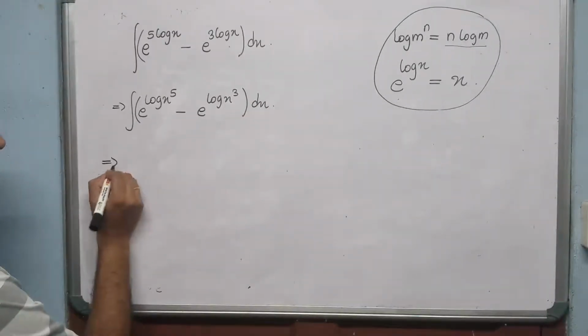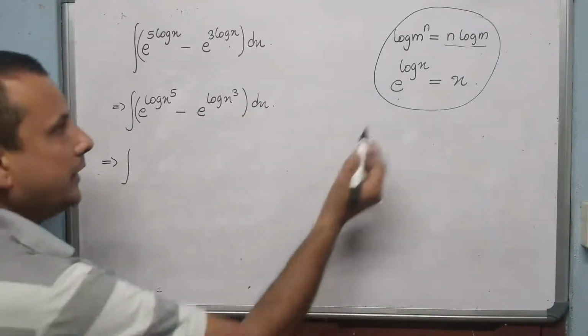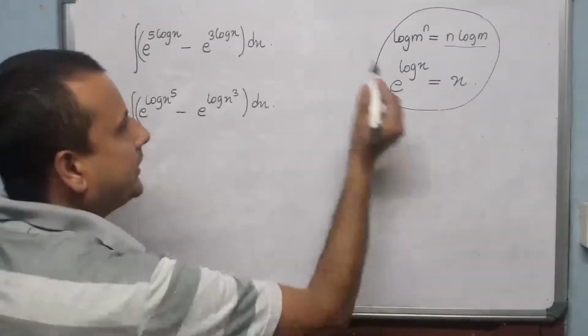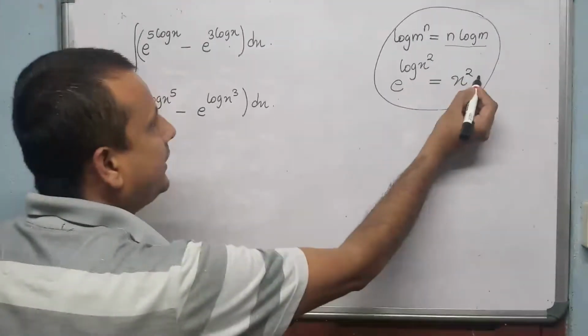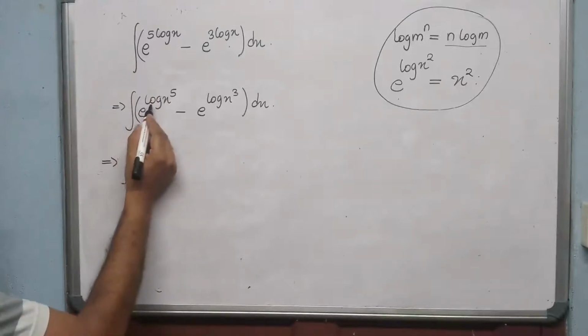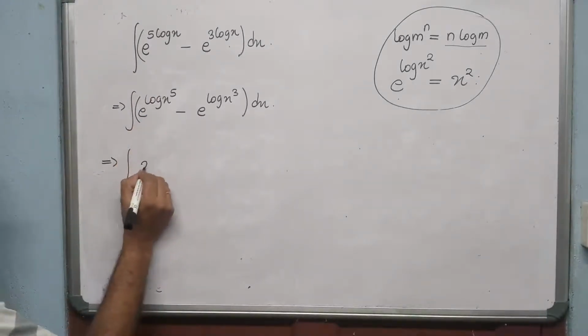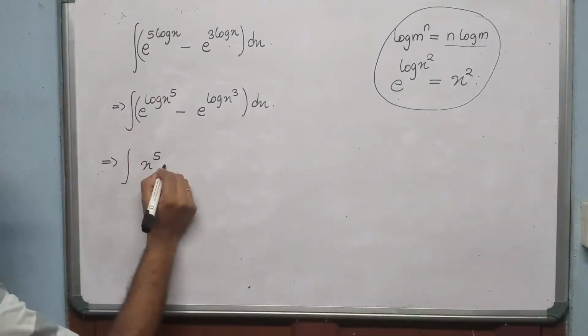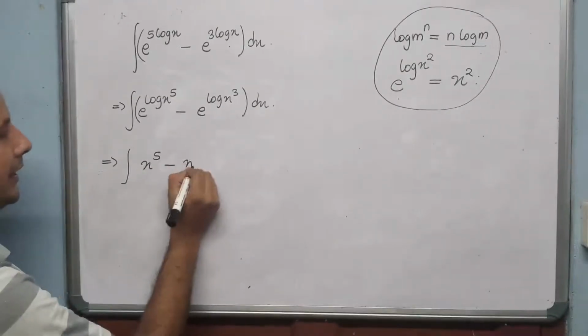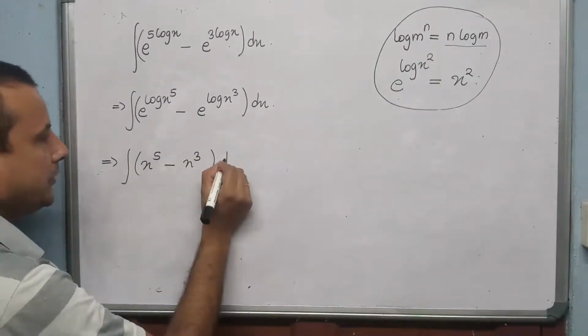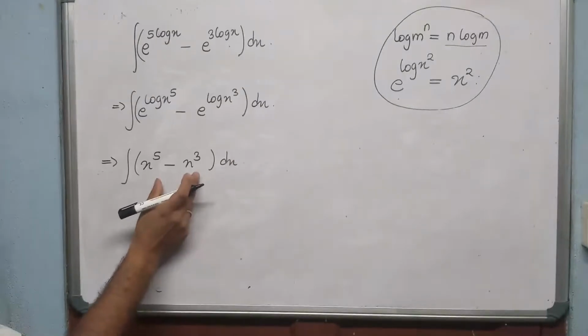Now I'll use the second property of logarithm: e to the power log x is x. If it is x square, then you write x square. Then e to the power log x to the power 5 means I'll write x to the power 5, minus e to the power log x cube, which is x cube. After using the property, it becomes a very simple question.